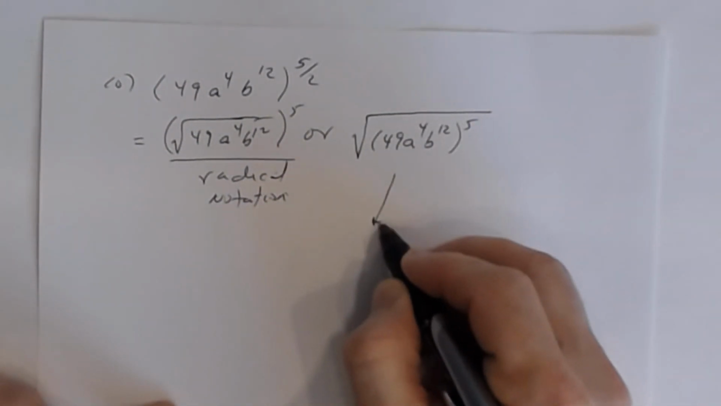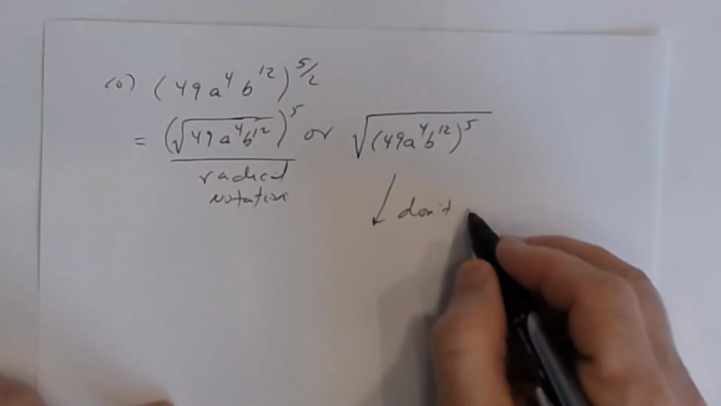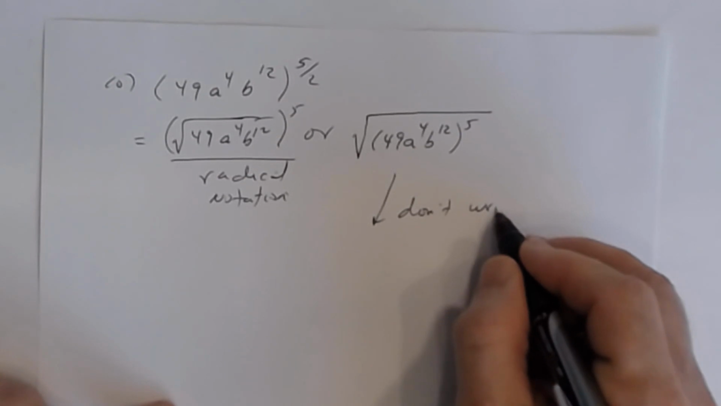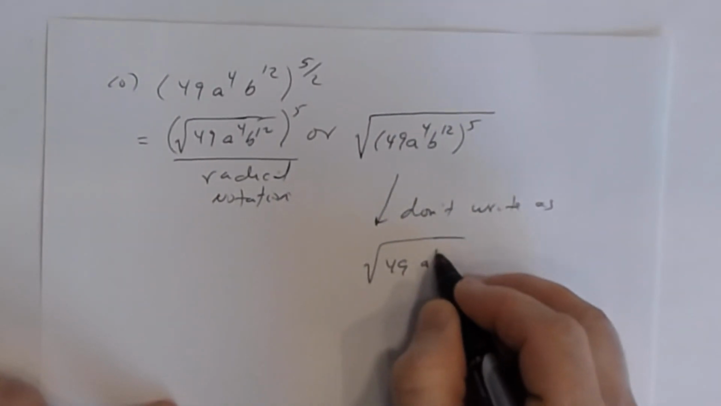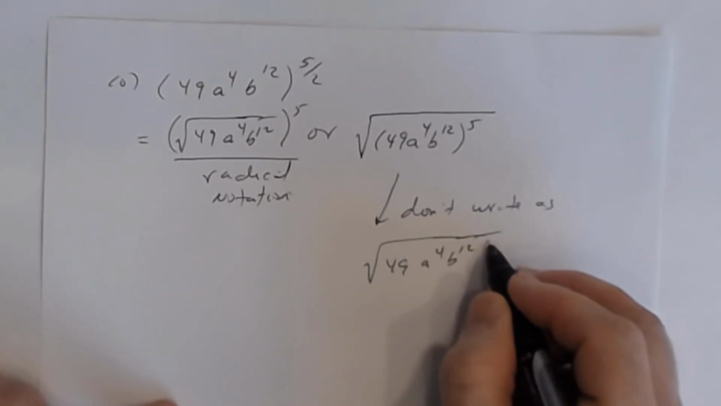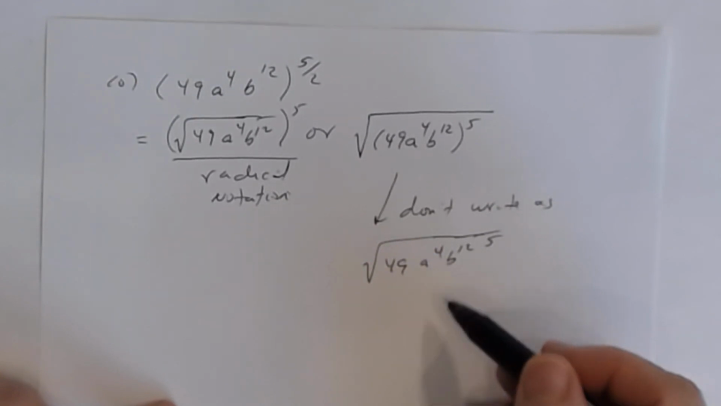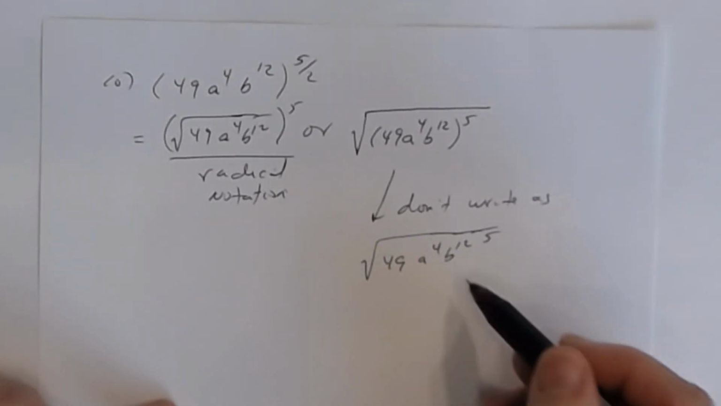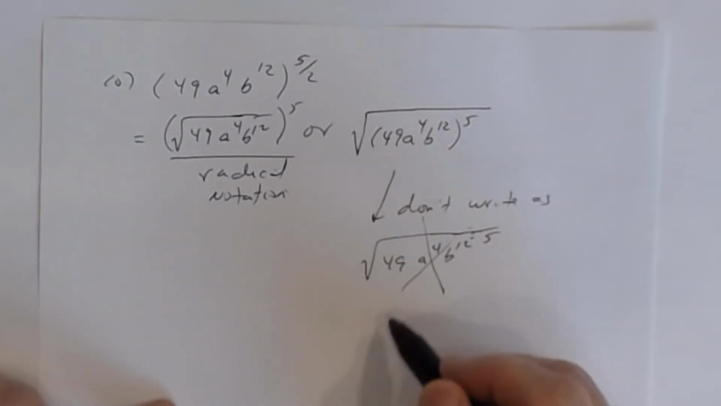So it's important that you remember that. Don't write it like this. Some of you are going to do that and you're going to be upset with yourself. Don't write it as 49, a to the fourth, b to the 12th, and then 5. Well, what's being raised to the fifth power? Is it just this? If it's just this, you better put that in parentheses. But it's the whole thing, right? So be careful. Don't write it like that.